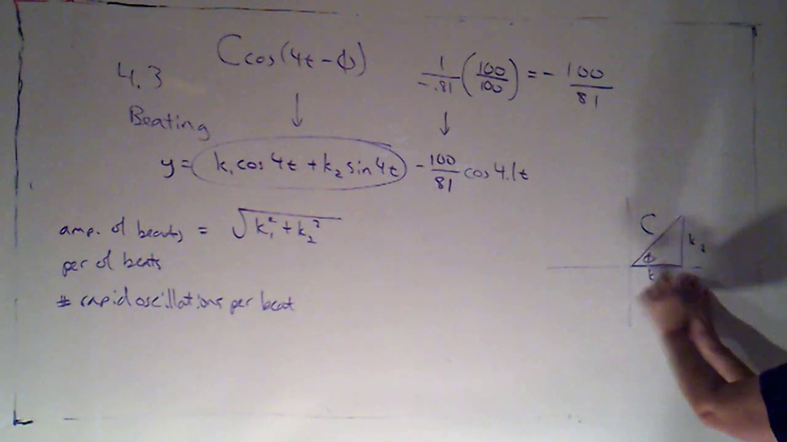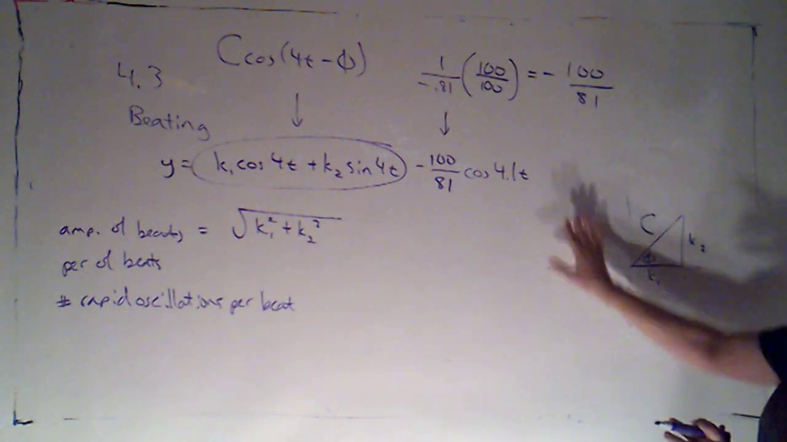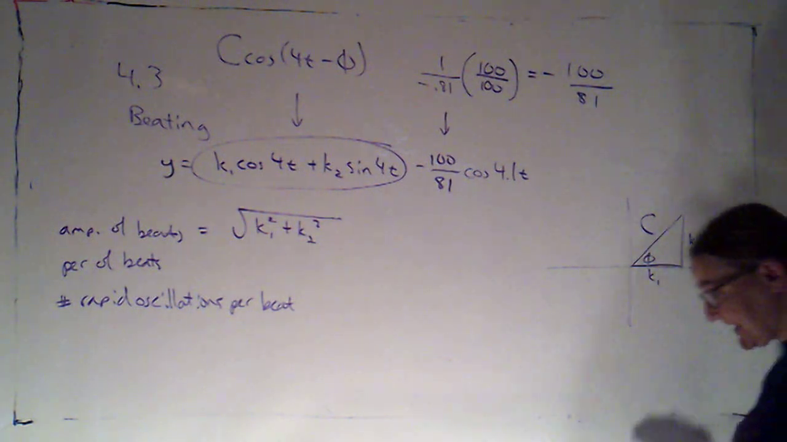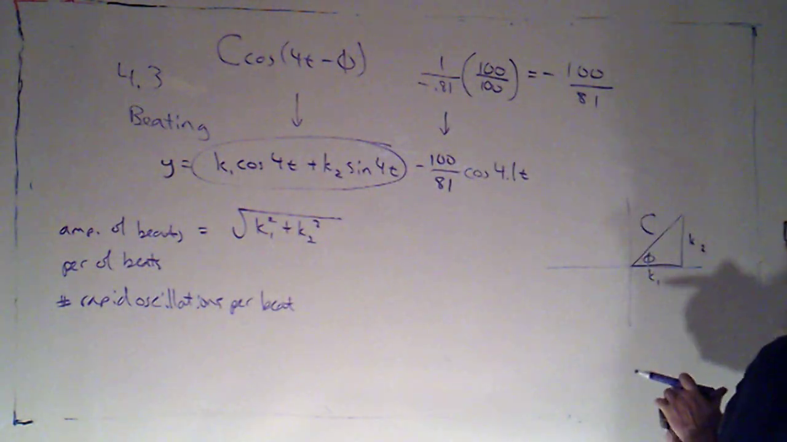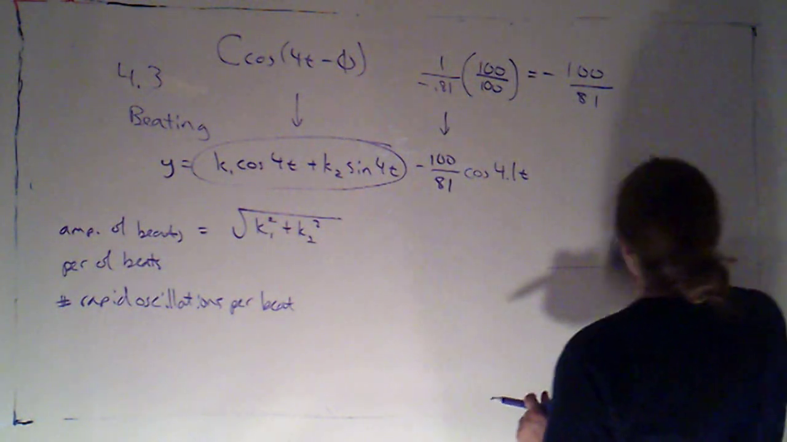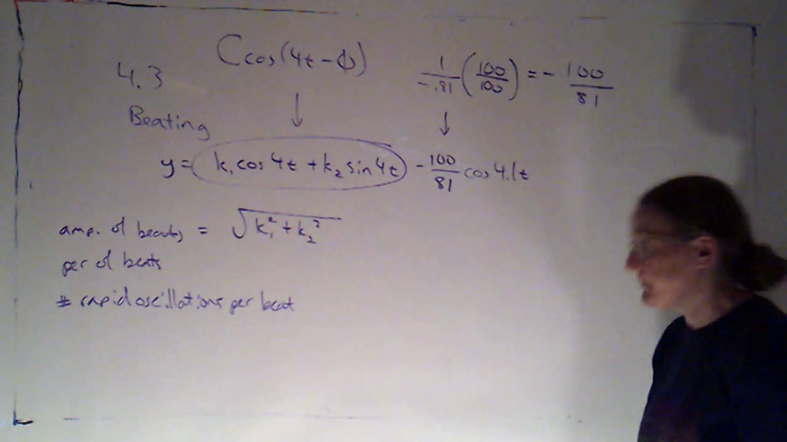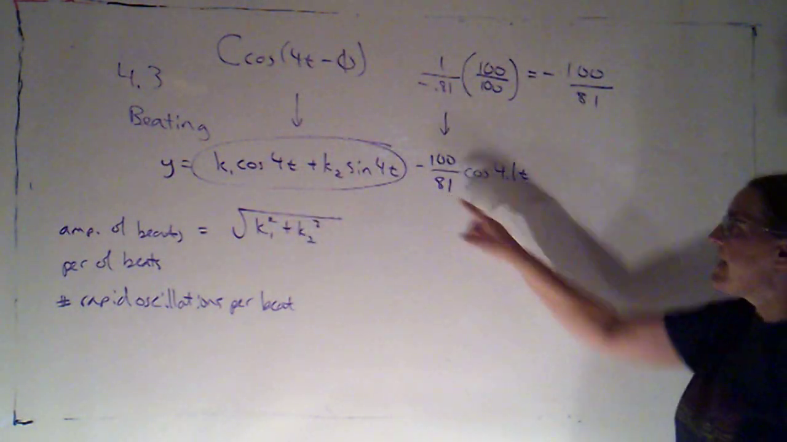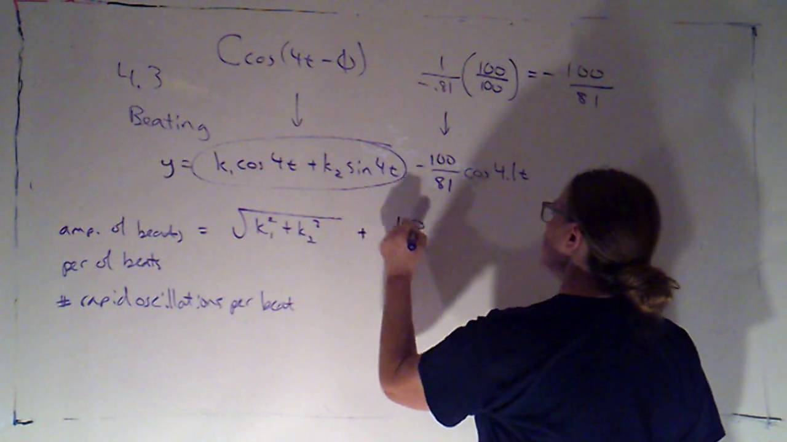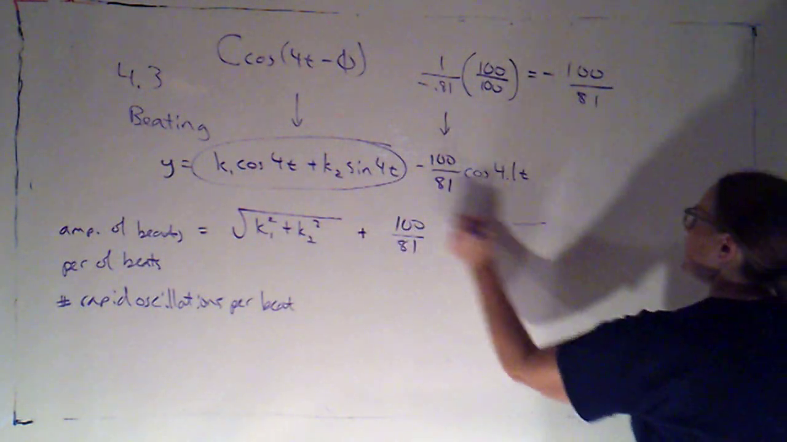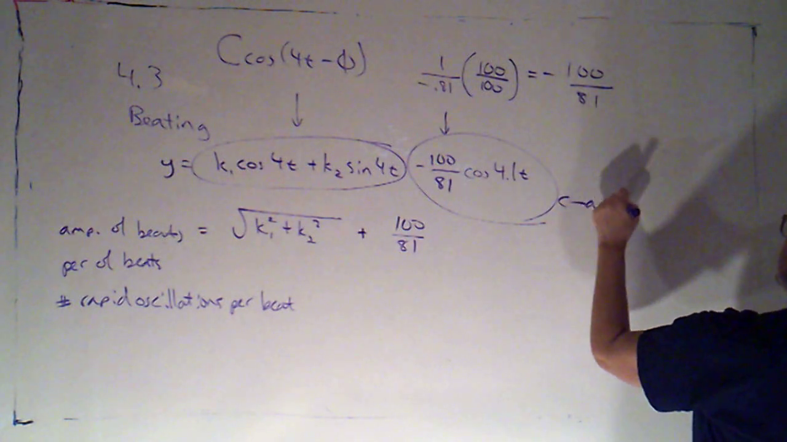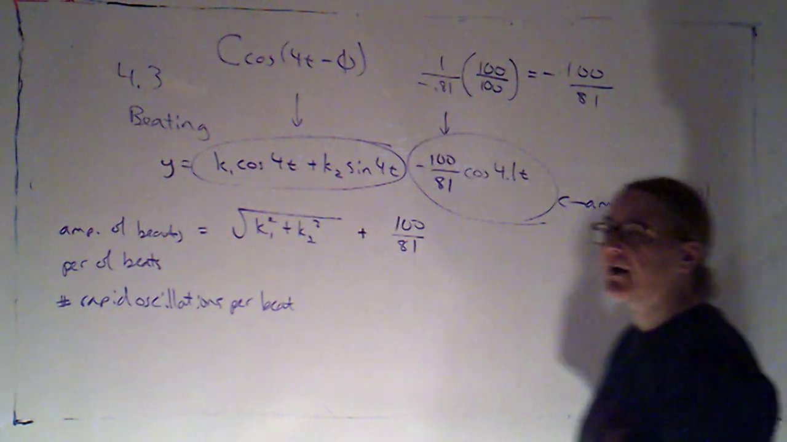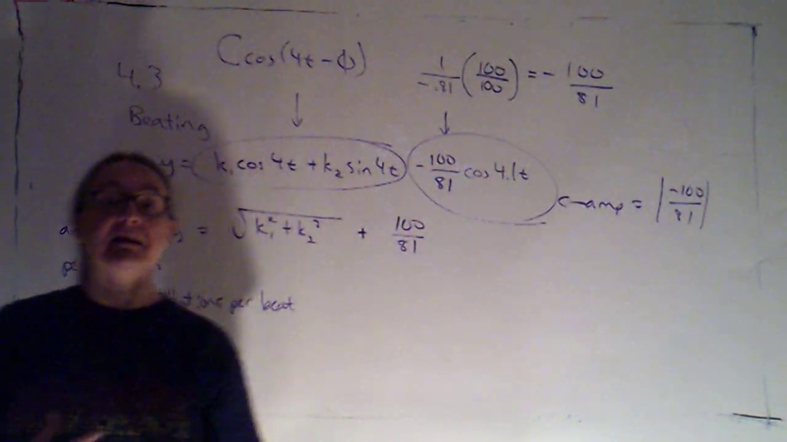Now, of course, if one of these is negative or if they're both negative, I'm going to be drawing my picture in a different quadrant, so I'm not necessarily going to get the arctan of that angle, depending on what quadrant I'm in. But the amplitude of the natural response is always just this. The amplitude of this is 100 over 81. So if I look just at this, the amplitude is the absolute value of negative 100 over 81. Amplitude cannot be negative.